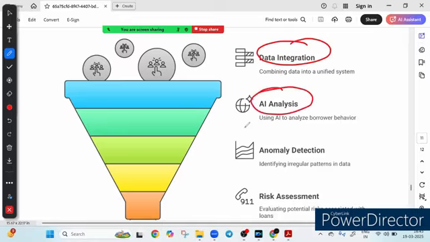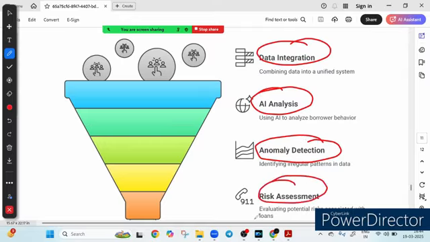Then we have AI analysis, which is the power of artificial intelligence. AI dives deep into borrower behavior, analyzing patterns that a human eye might miss. Then anomaly detection. So automated tools detect any kind of irregularity in the data, like red flags, before they become real issues. Then we have risk assessment.